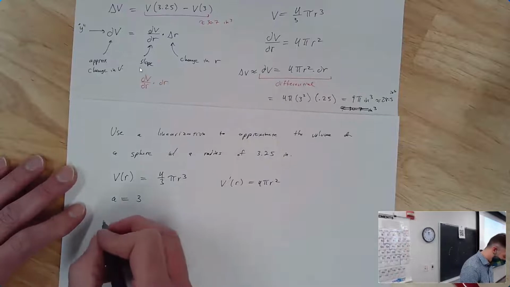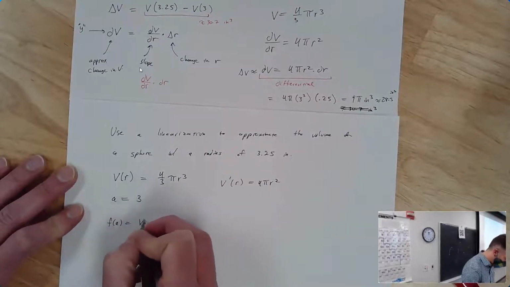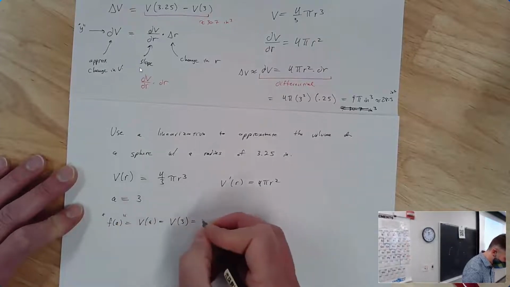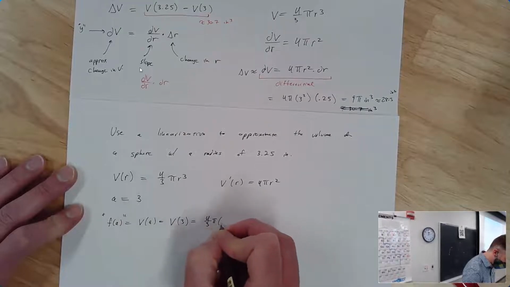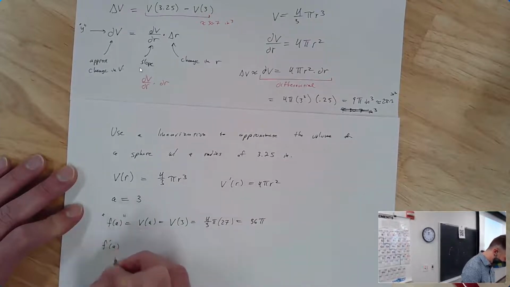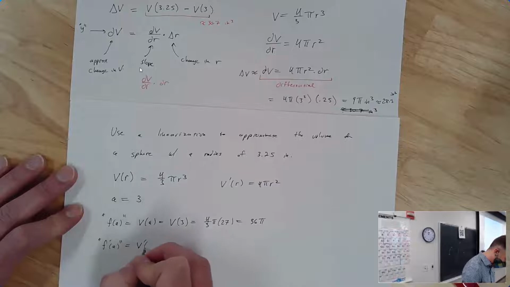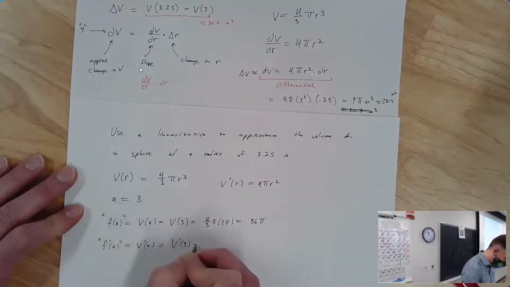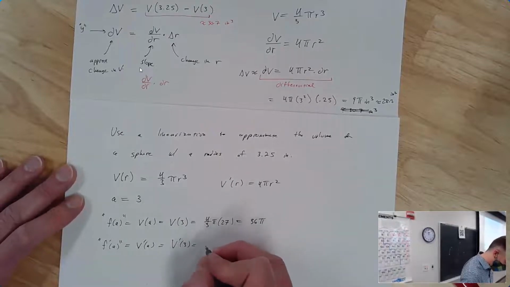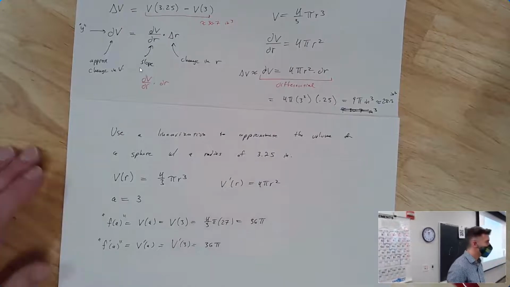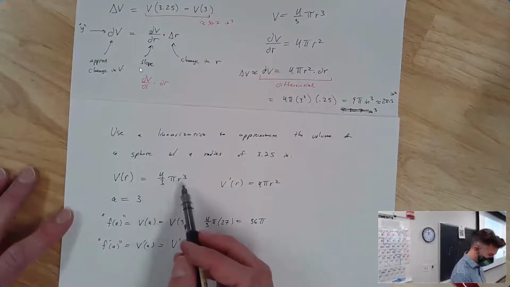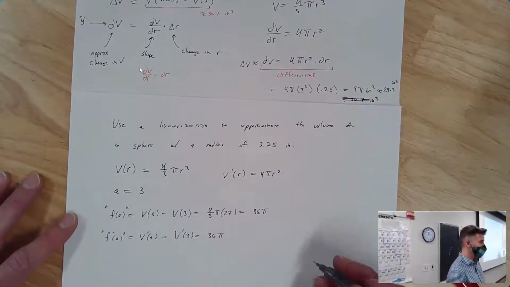I'm also going to find my f of a, which is my v of a, right? Which is going to be, just plug in 3 and you get 4/3 pi times 27, which is 36 pi. And my f prime of a, which is your v prime of 3, is going to be 4 times pi times 3 squared, which is also going to be 36 pi. Somewhat coincidental that they're the same, right? They're not always the same. Let me double check I'm not making a dumb mistake. No, I'm really not. They happen to be the same because we picked 3.